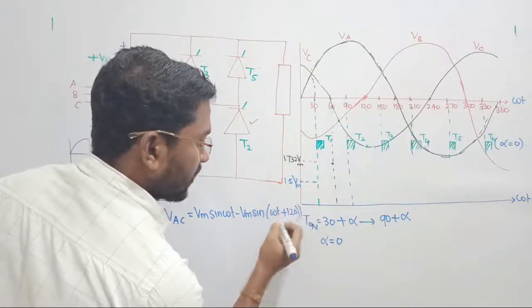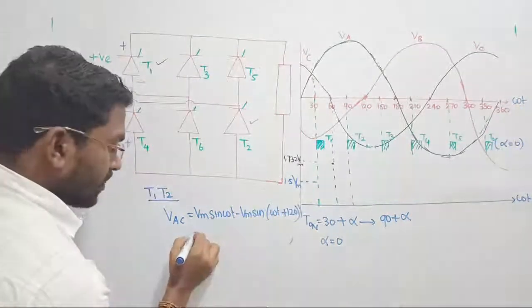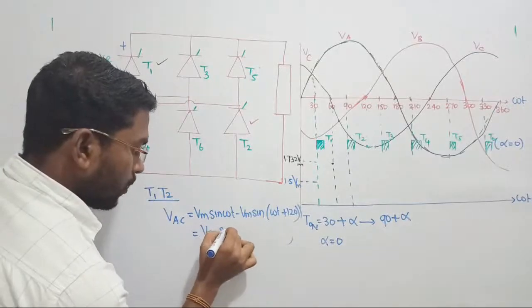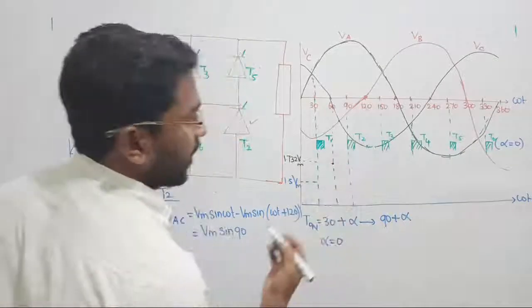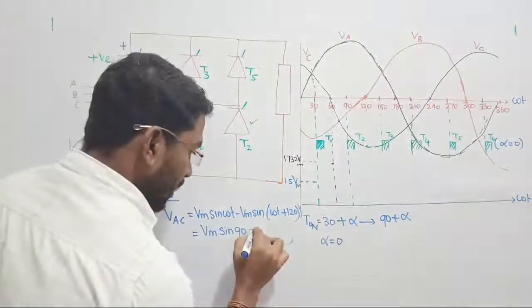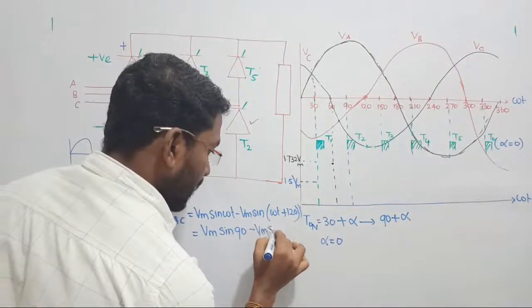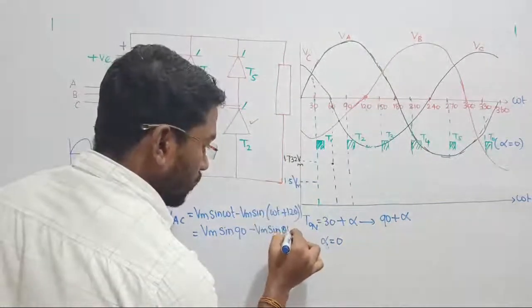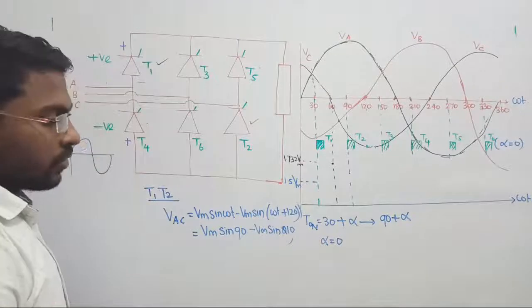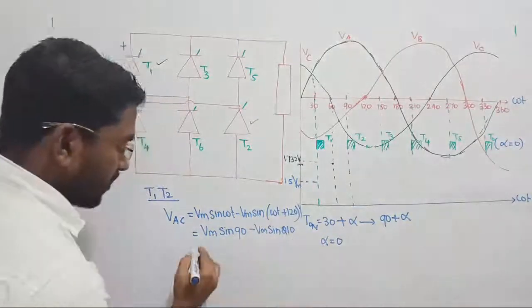That is the phase C voltage. Now if I substitute omega t by 90 degree, that is, T will be triggered at 90 degree, clear. So minus Vm sin, let us write the answer. 90 plus 120 will become 210. Let us estimate this value.